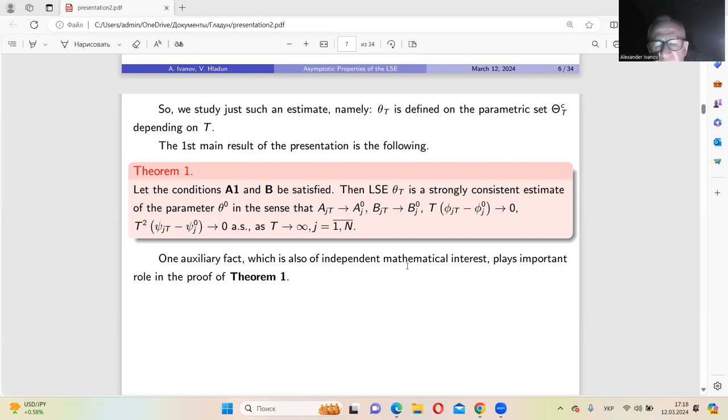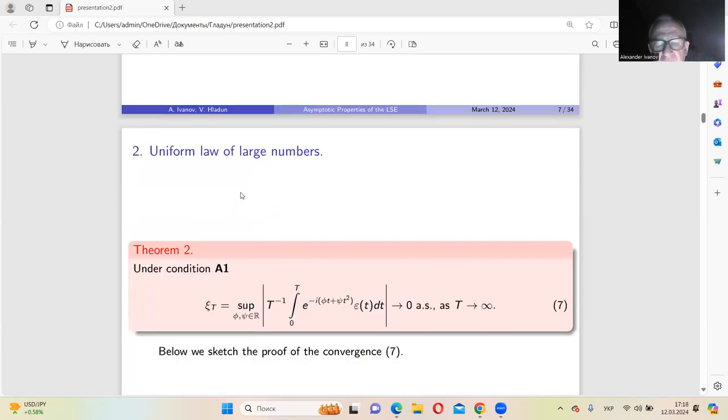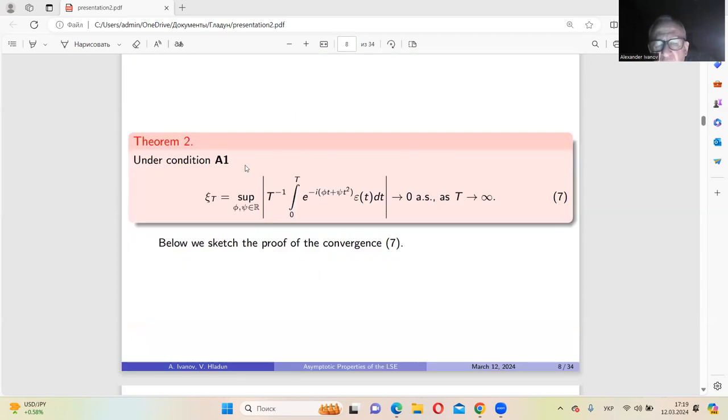One auxiliary fact, which is also of independent mathematical interest, plays an important role in the proof of theorem one. This result we call the uniform law of large numbers. Theorem two: under condition A1, the relation seven holds. The random variable psi t, which is equal to the uniform norm of such a function depending on parameters phi and psi, tends to zero almost surely. Below we sketch the proof of the convergence seven.